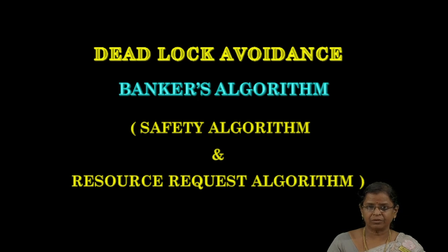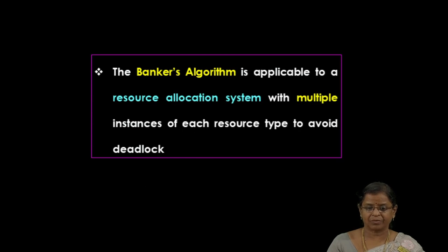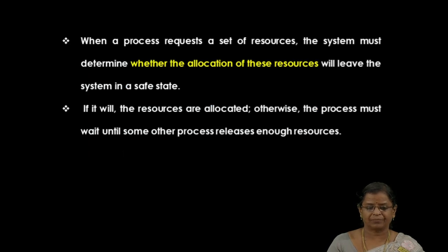In this video, we are going to discuss the Banker's algorithm to avoid deadlock. This algorithm consists of two algorithms: one is the safety algorithm, and the other is the resource request algorithm. The Banker's algorithm is applicable to a resource allocation system with multiple instances of each resource type to avoid deadlock. When a process requests a set of resources, the system must determine whether the allocation of the resources will lead the system to a safe state or not.